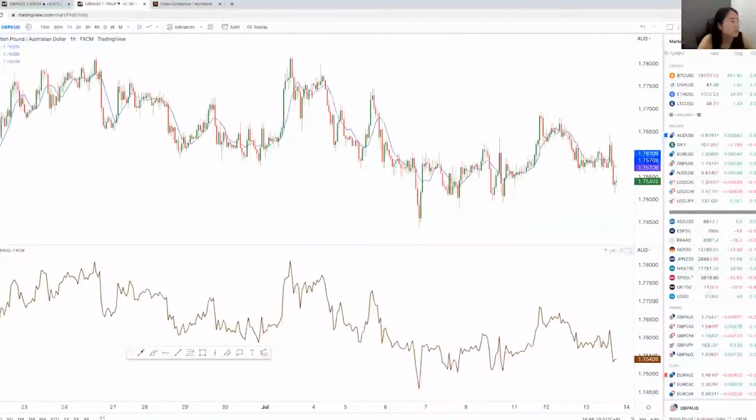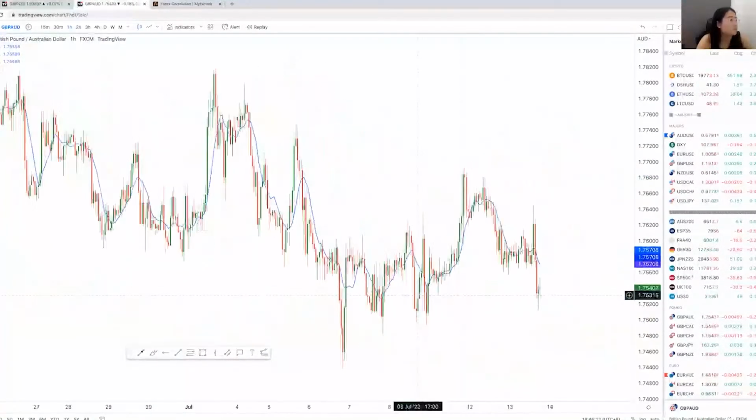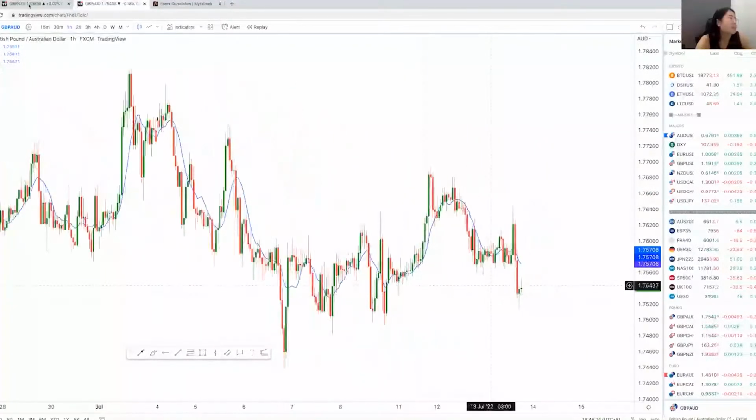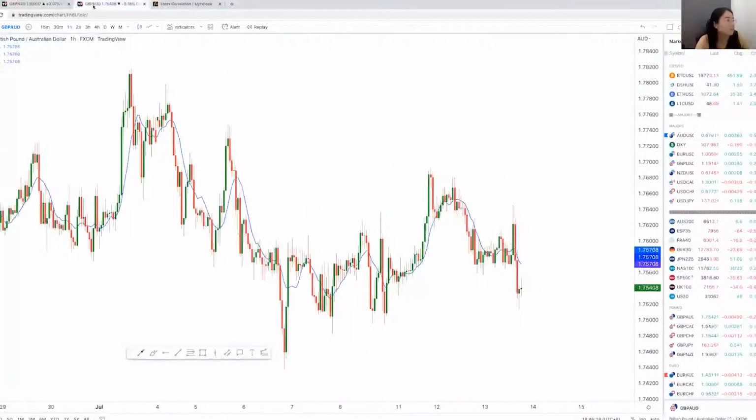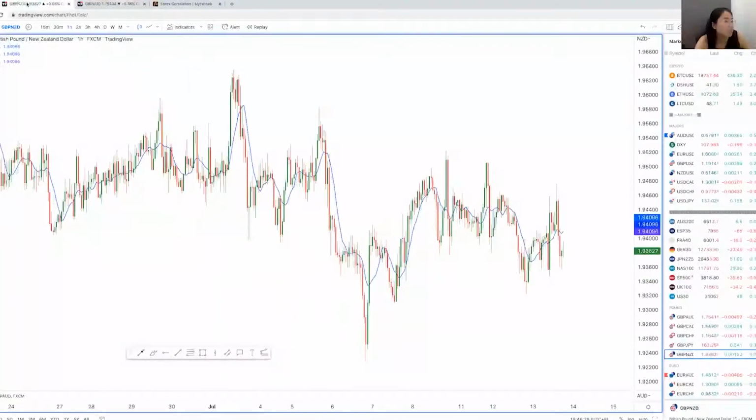I'm going to get rid of this. Okay, again, this chart was not the best to chart on anyways. We want to see what is happening on both charts. So this is the GBP AUD and this is the GBP NZD.